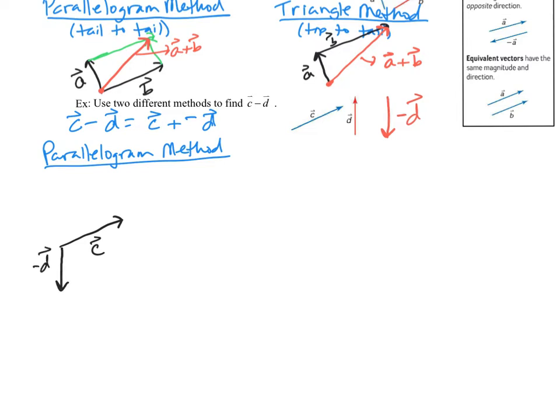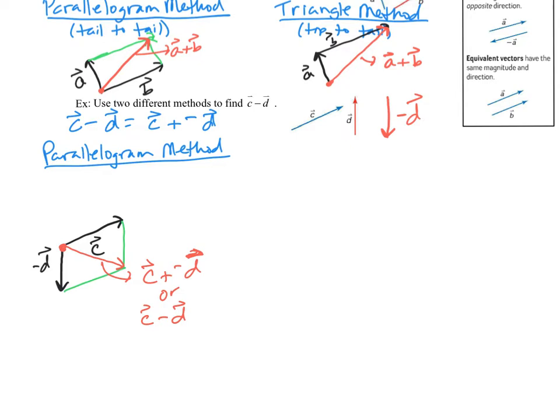Now, since this is the parallelogram method, what we're going to do next is just finish the parallelogram as best you can. Okay, and so the resultant vector will be the vector whose initial point is that common initial point, and then just draw the diagonal of the parallelogram. So this red vector is vector C plus the opposite of vector D, or in other words, it is also vector C minus vector D. Okay, so that's the parallelogram method.